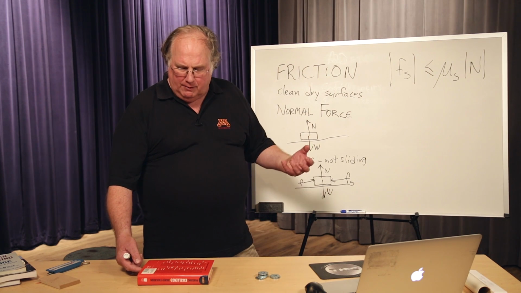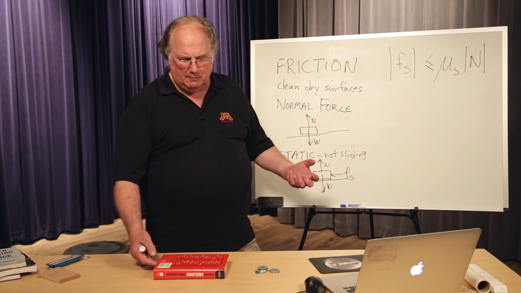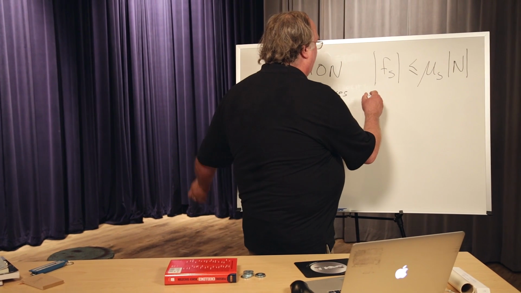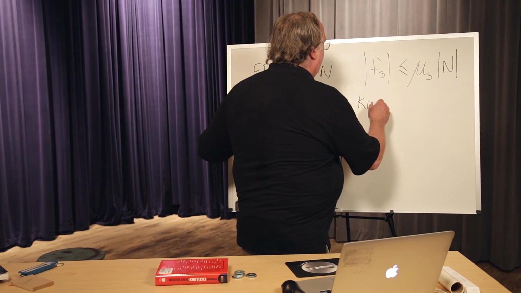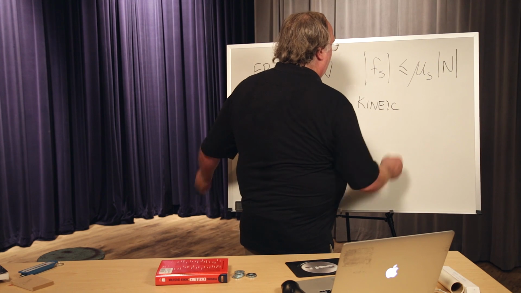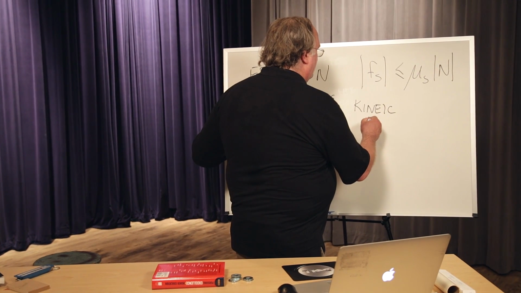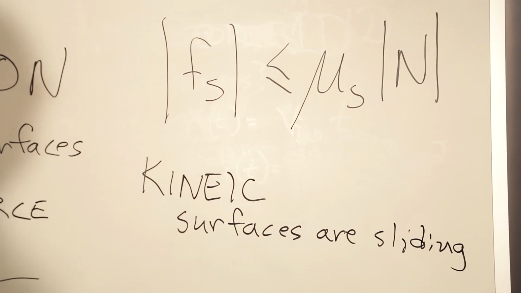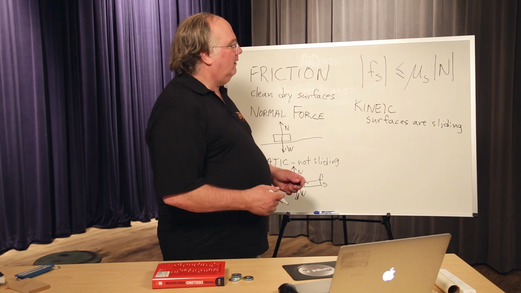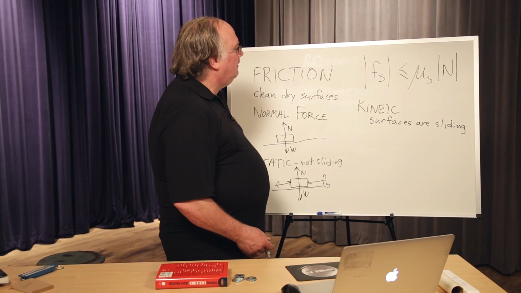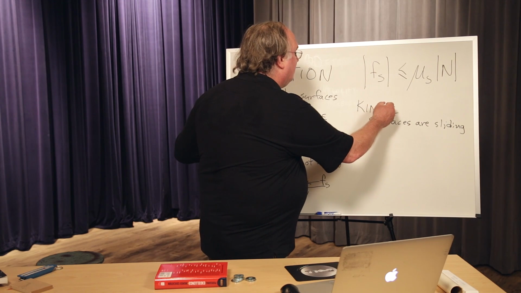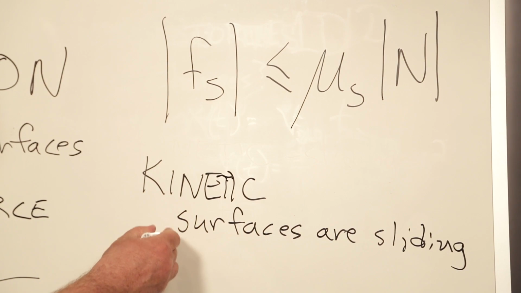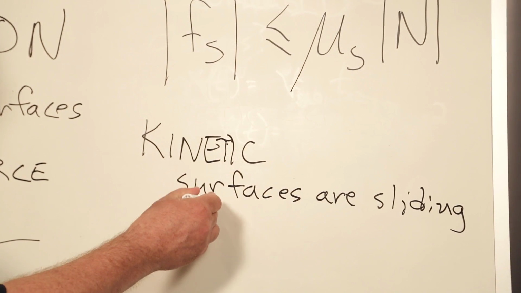But eventually, if you increase this force, it does start to move. What's going on then? What's going on in that case is the other variety of friction, which is kinetic friction. And kinetic friction is what happens when the surfaces are sliding over each other. They are moving past each other. The way kinetic friction works is, there's a T in there, is that the direction of kinetic friction is to stop the slipping.